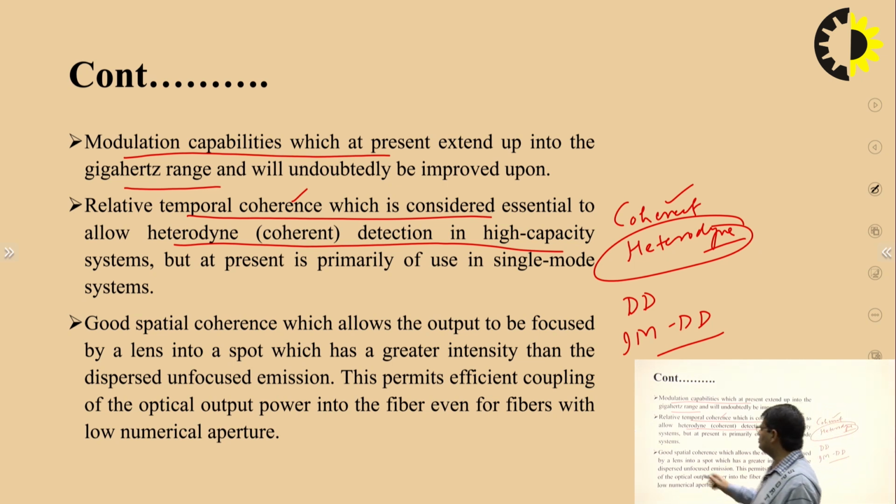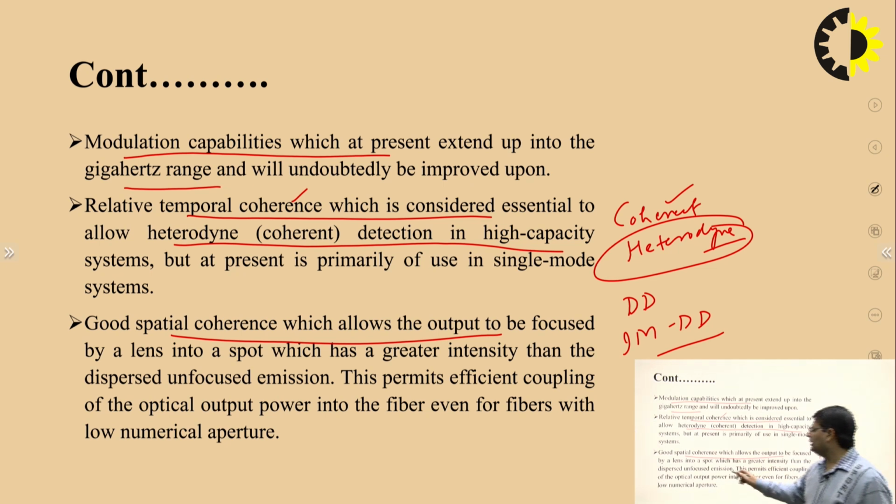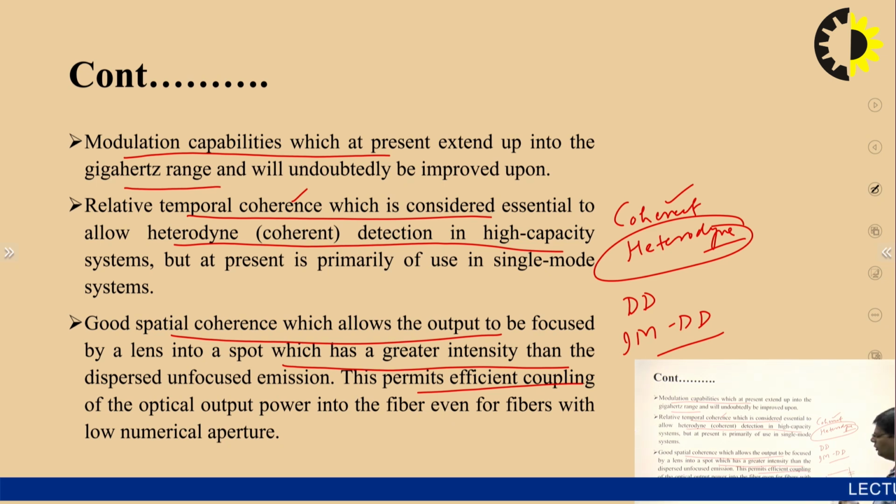Another advantage is good spatial coherence, which allows the output to be focused by a lens. As we have already studied, the light emitted by the laser is generally a coherent, monochromatic and focused beam of light, because the light gets emitted from the cavity of the laser at a particular point, through one of the mirrors which is partially transparent. So here we get a focused beam of light.